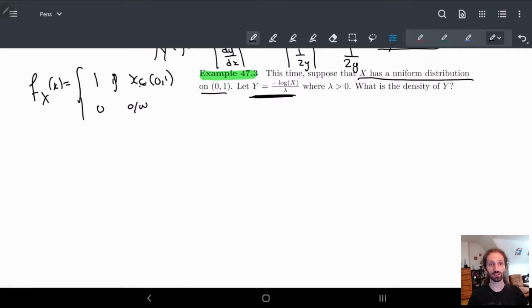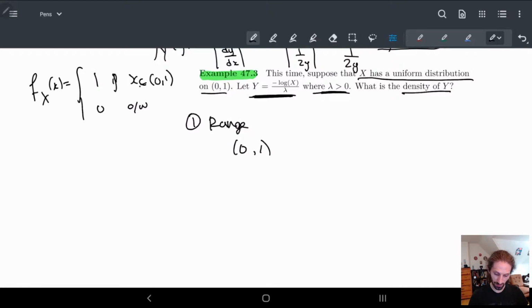So the first thing to ask is, well, is this increasing or not? And it turns out it is increasing. If you plug this into Desmos or GeoGebra or a graphing calculator, you'll notice that this is strictly increasing or decreasing, depending on your choice of lambda. Here we're going to assume lambda is greater than 0, and we're going to ask, well, what is the density of y? So first, as always, we figure out the range. So I go from 0 to 1, right?